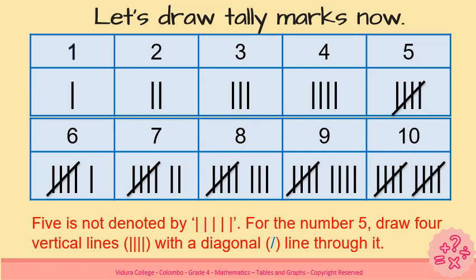But as you can see, number 5 is different. We do not draw 5 vertical lines, but we draw only 4 vertical lines, and for the 5th line we draw a diagonal line through it. As for 6, 7, 8 and 9, we draw 1, 2, 3 and 4 lines to the right side of 5. Then for 10, we draw 2 sets of 5s. It's really easy, isn't it, children?